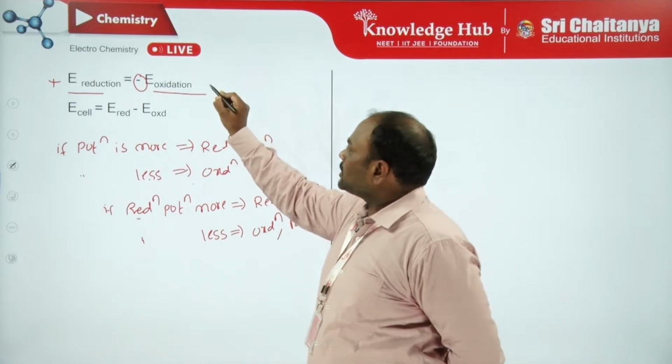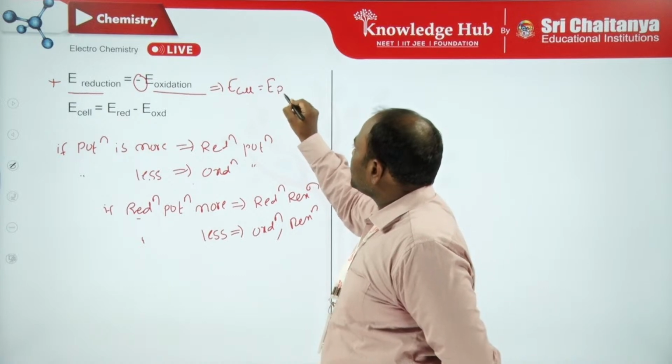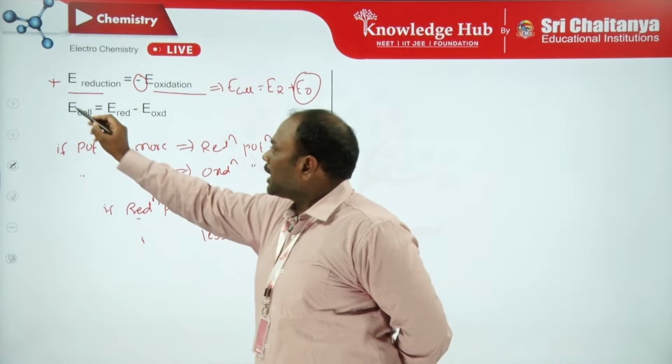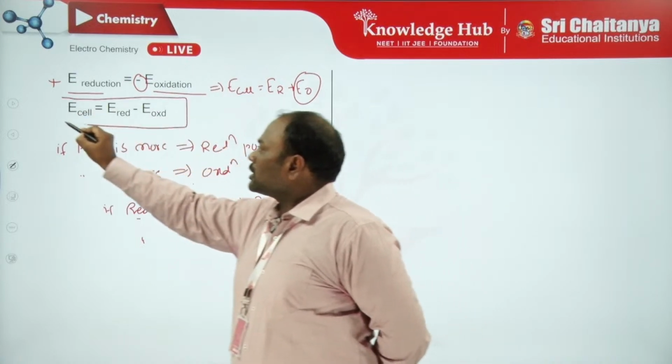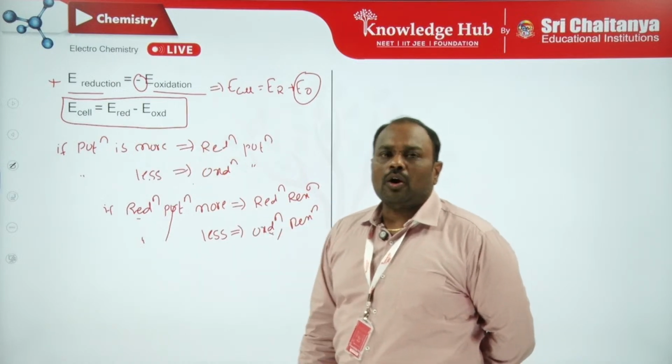Based on this, the electrode potential of the cell is written as E reduction plus E oxidation, but the oxidation potential value gets a negative sign. So finally, the potential of the cell is E reduction minus E oxidation.